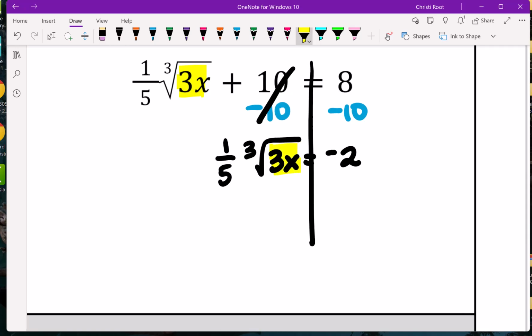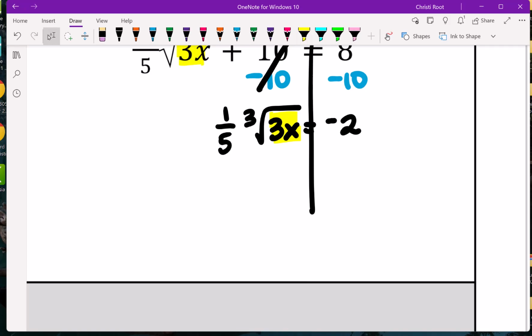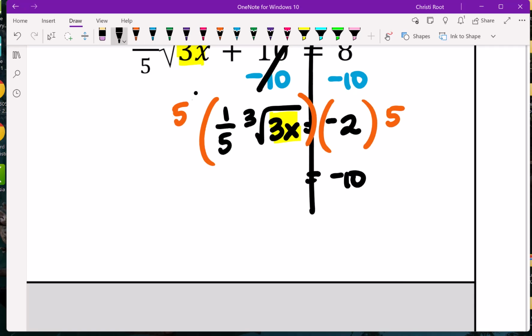Okay. Still not isolated. I still have to get rid of 1/5. The easiest way to get rid of 1/5 is to multiply by the reciprocal. So the entire side is going to be multiplied by 5. So on the right-hand side, I get -10, but the 5 and the 1/5 cancels out over here. That leaves me with the cube root of 3x. So finally, I have the radical isolated.